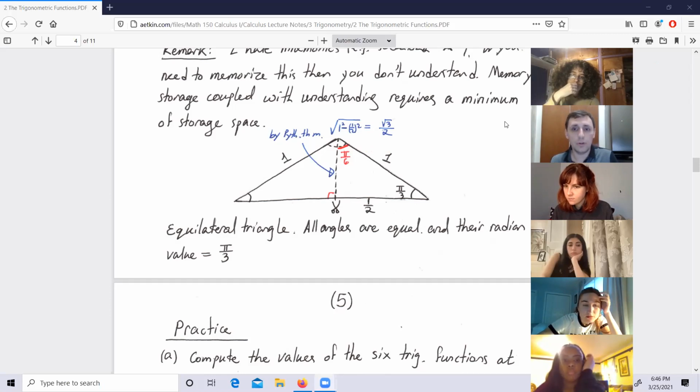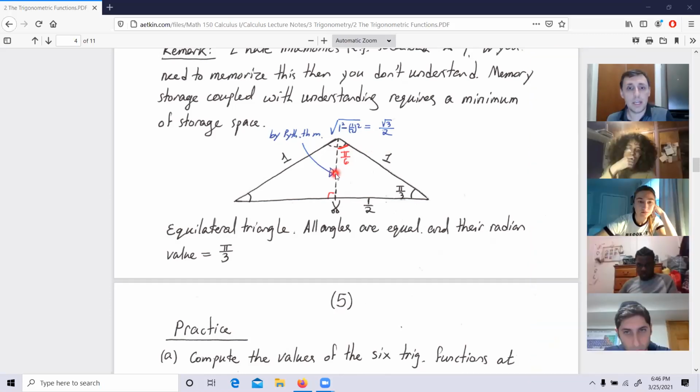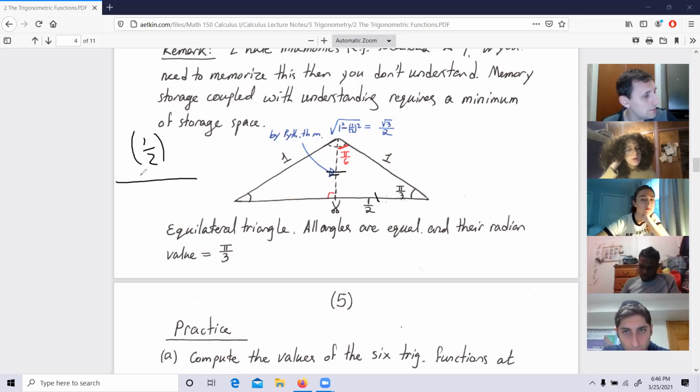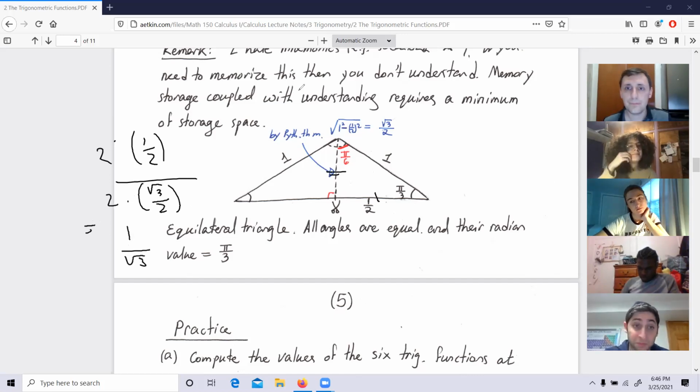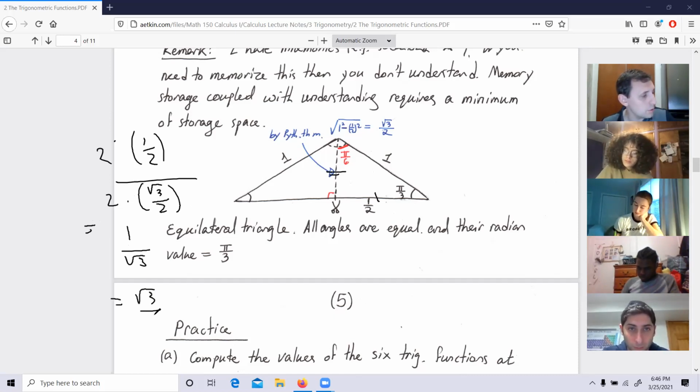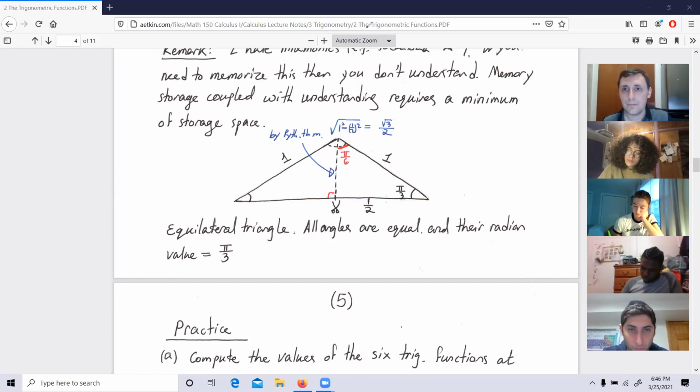Wonderful, Alessandra. 1 over root 3. Very simply, just look at the tangent of pi over 6. You just look at this angle. Opposite is this, adjacent is this. So what you have is 1/2 divided by root 3 over 2. And multiplying both things by 2 gives you 1 over root 3. You can also write it as root 3 over 3 if you prefer, right? This is the same as root 3 over 3. Very good.